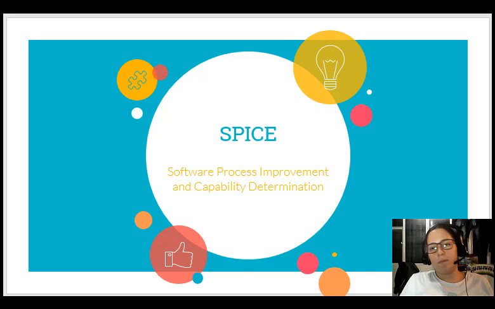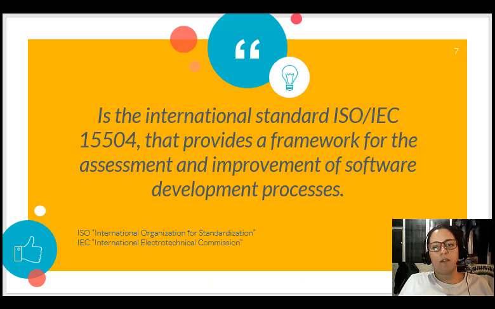SPICE, Software Process Improvement and Capability Determination. It is the international standard ISO/IEC 15504 that provides a framework for the assessment and improvement of software development processes. It is derived from the process life cycle standard ISO 12207 and from maturity models such as Bootstrap, Trillium, and Capability Maturity Model Integration (CMMI).